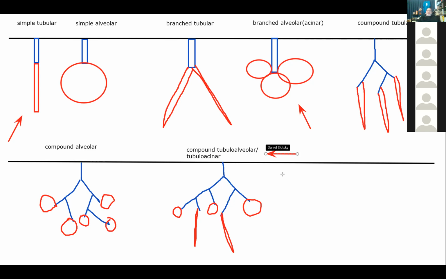How are you able to do that? Because there are two components to saliva.